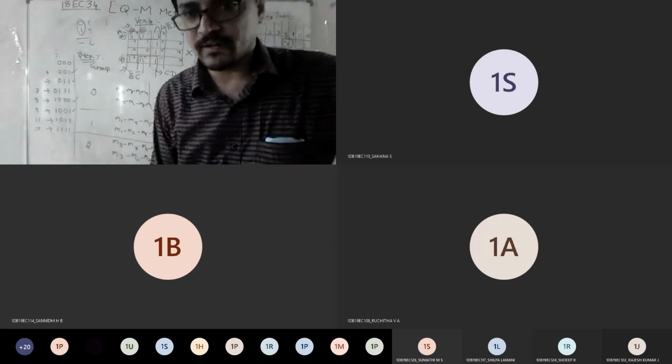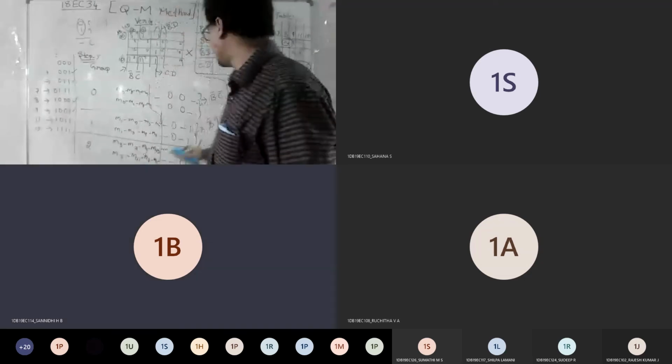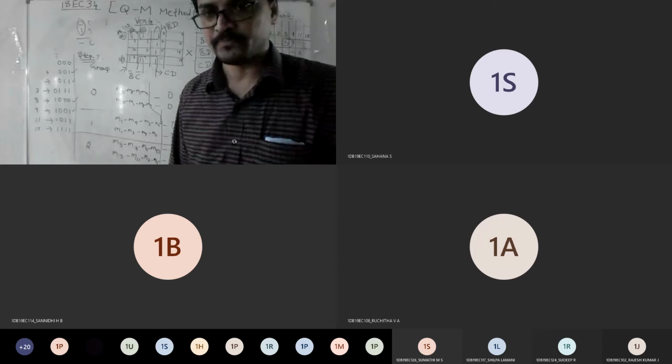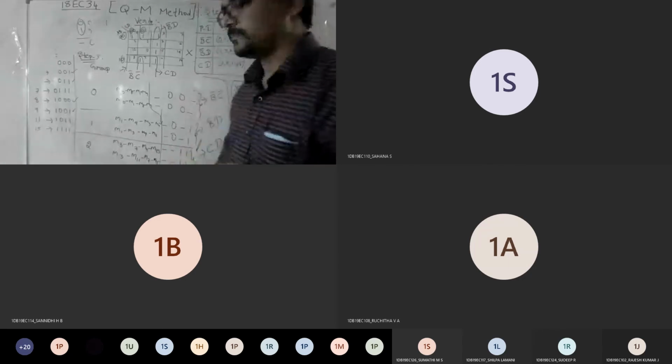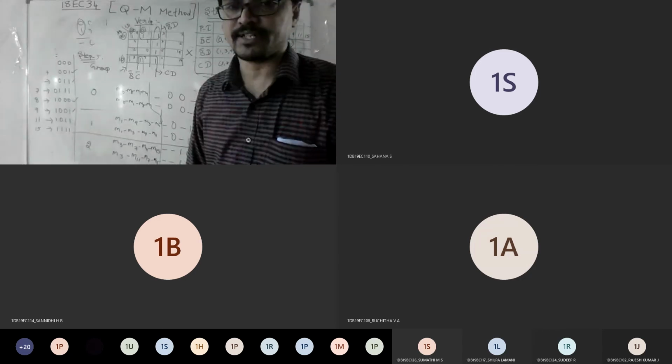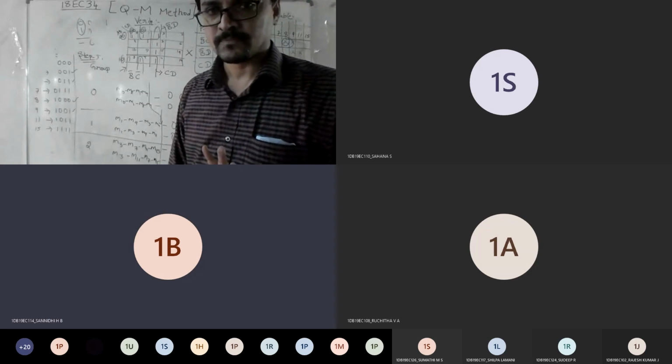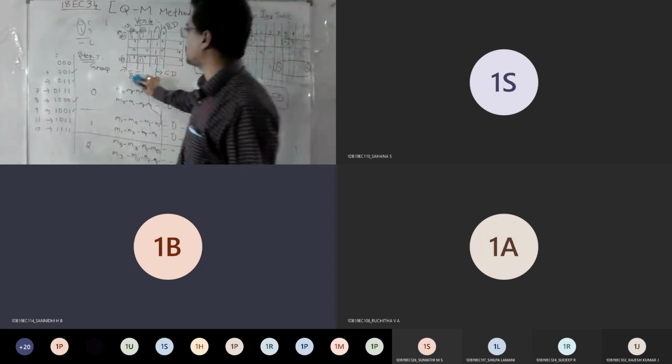Same as we did in Boolean algebra and K-map, after getting the final expression, they may ask you to write a logic diagram also. So you can plot B bar C bar plus CD in a logic diagram also. Am I fine till here? Okay, good. So go for the problem now.